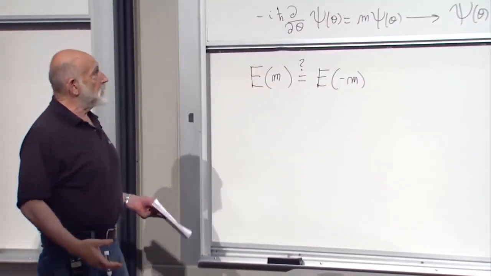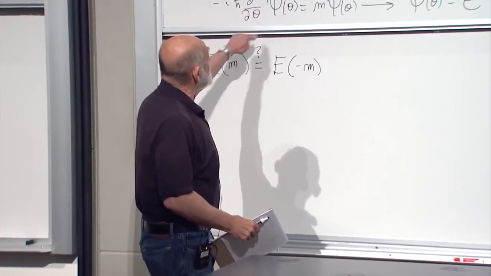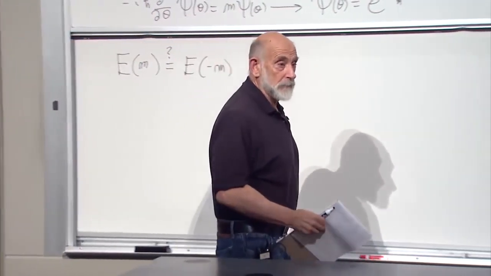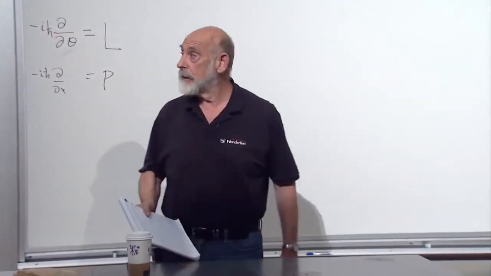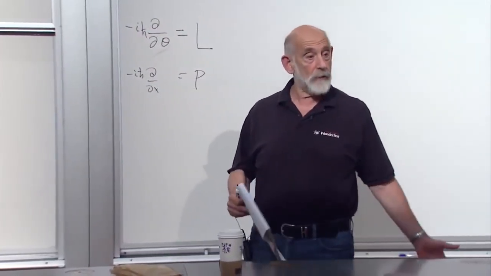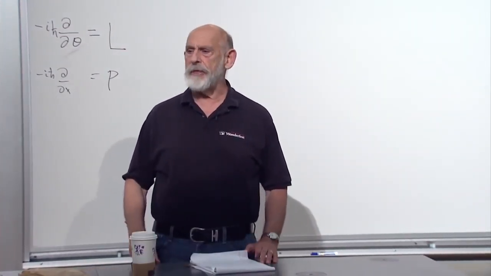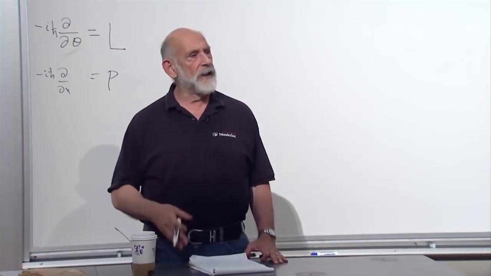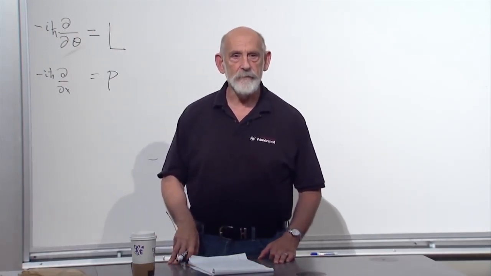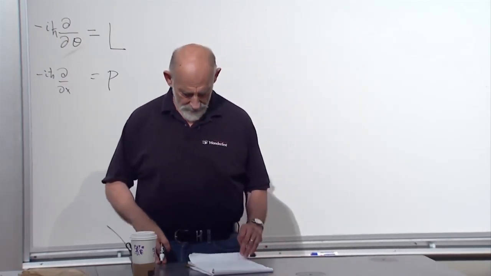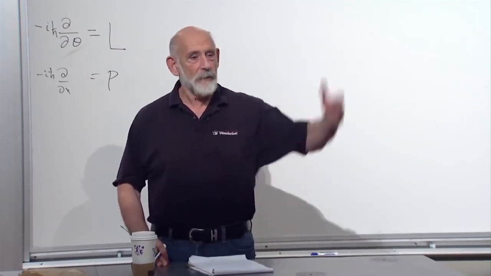What's the difference between m and minus m? Well, the only difference is that positive angular momentum means the particle is going around the circle counterclockwise, and negative angular momentum means it's going around clockwise. We'll take a vote. How many people think that the energy must be the same for m and minus m? Of course, I'll raise my hand too. How many think it does not have to be the same? I will also raise my hand.